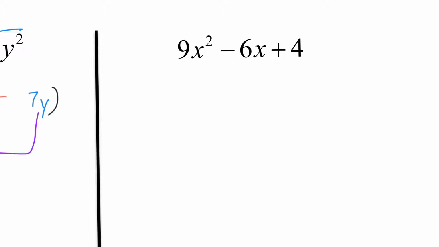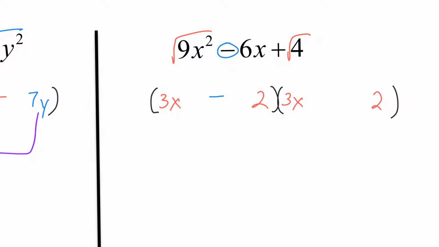So let's try this one here. 9x squared minus 6x plus 4. So we know that the first term, 9, is a perfect square number. The last term, 4, is a perfect square number. So when you factor, you are going to use the square roots of the numbers. I'm going to take the square root of 9x squared. That's going to be a 3x and a 3x over here. And the square root of 4, well, that'll be 2 and 2. The 2 doesn't need a variable, because the 4 doesn't have a variable. It's just a number. And the sign in the middle is a minus. I'm going to put a minus here and a minus over here.